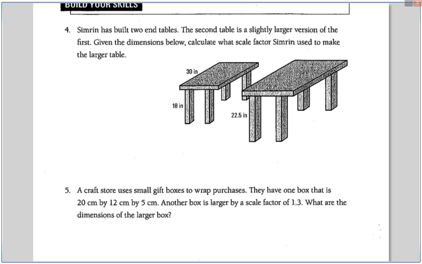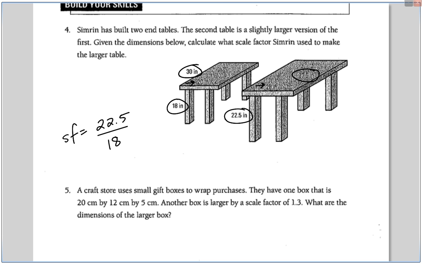Alright, number 4, some tables here. Second table, slightly larger version of the first. Give the dimensions below. Calculate what scale factor used to make the larger table. So this is superbly easy. You just take the model divided by the original. Make sure you're being consistent. Like if I chose this 37.5, I better go with 30. And if I chose 25, I better go with 20. Okay? And they should all be the same.